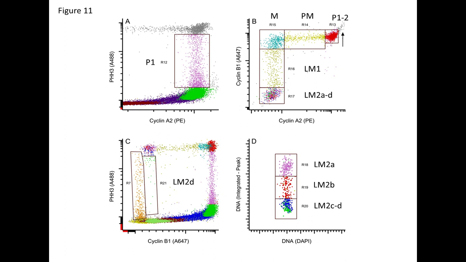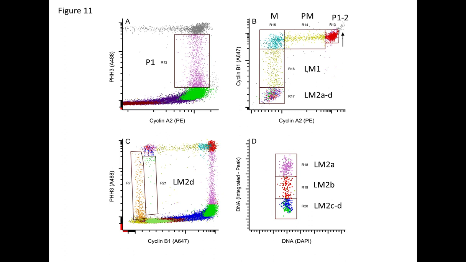The cells with the lowest peak signal, that is, those enriched in telophase, can be further subdivided into a group with maximum phosphohistone H3, that is LM2C, and those with lower levels, LM2D. The figure on the lower left shows that cells divide from LM2C and LM2D, or at least that is the working hypothesis.